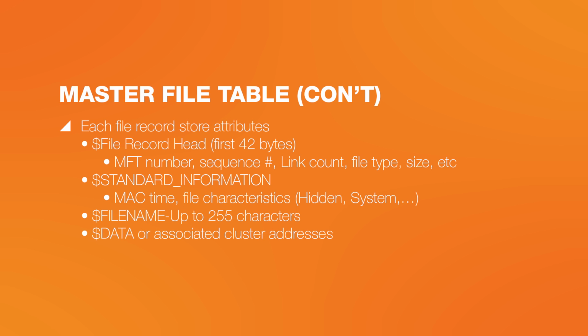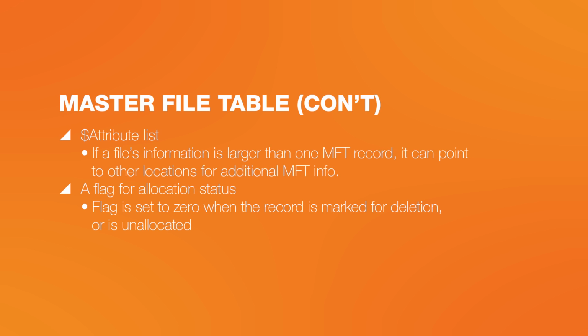$data. The $file record header includes the MFT number, link count, file type, file size, etc. for this file. Standard information contains the file's MAC times and the characteristics telling whether the file is a hidden file or a system file. $file name contains the file name that can be up to 255 characters. The data attribute normally lists all the cluster addresses allocated to the file.